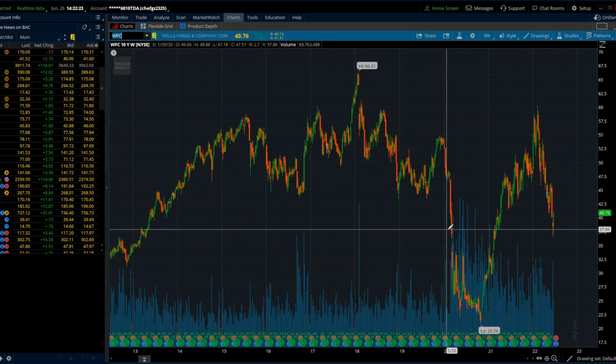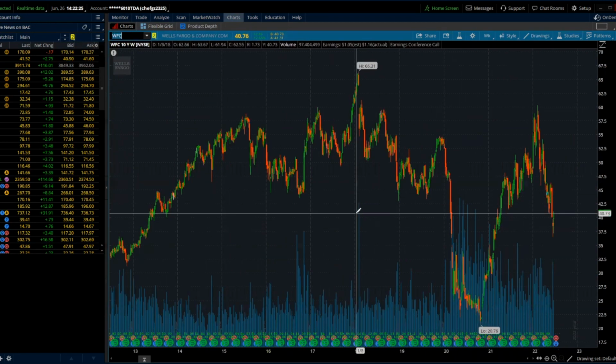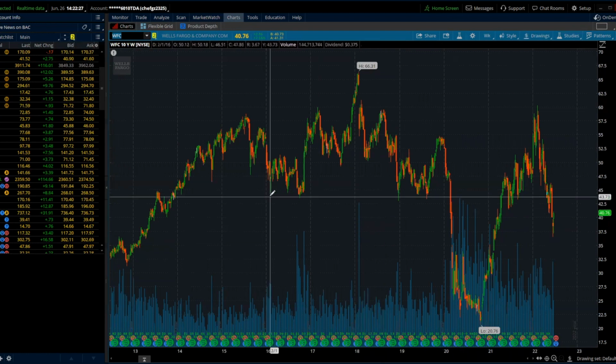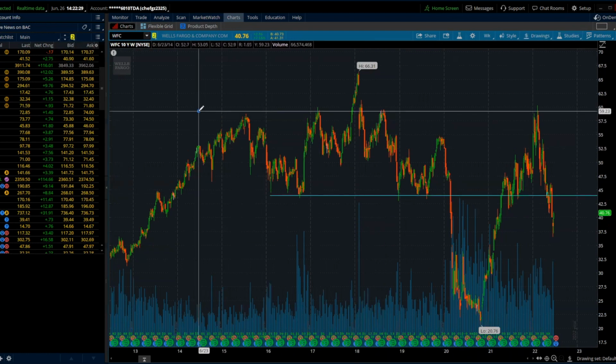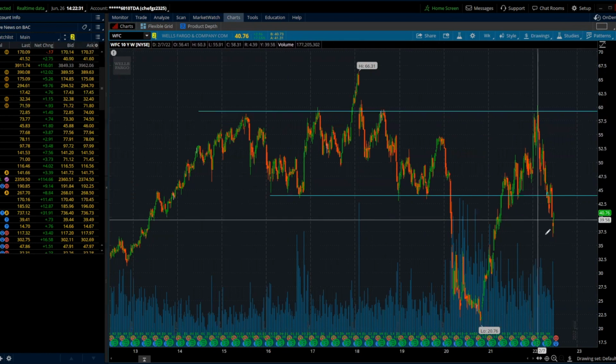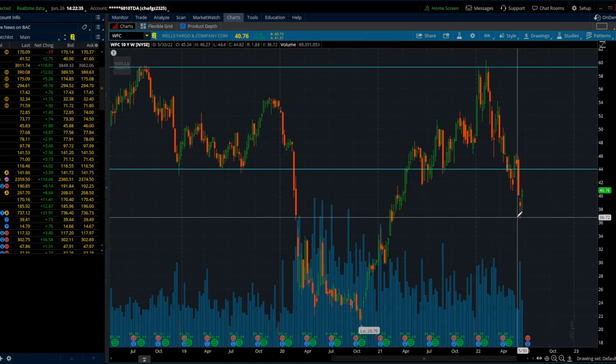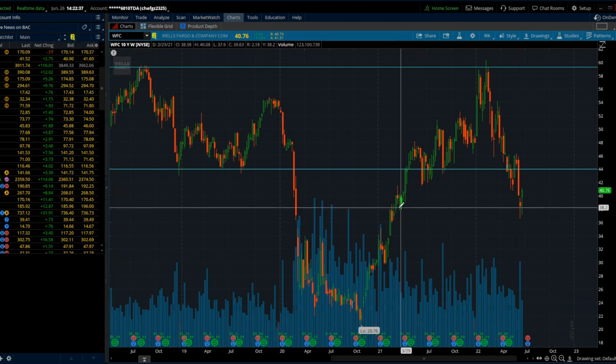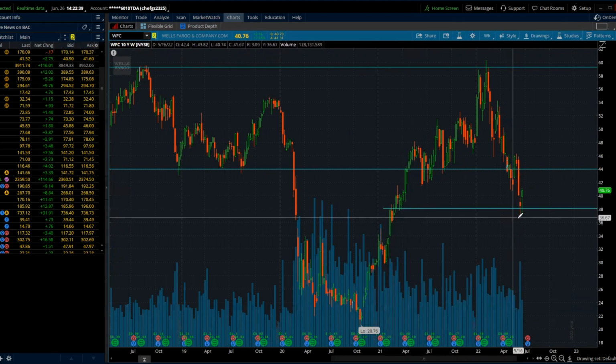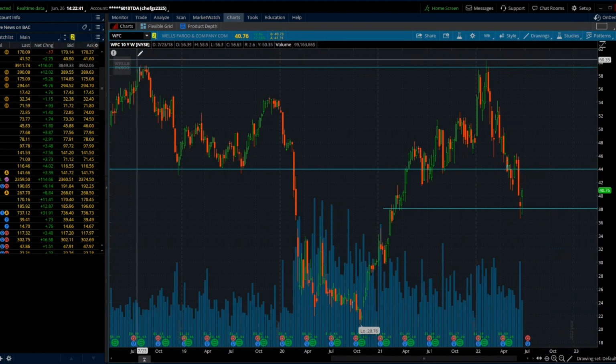WFC. WFC almost looks like it's in the middle of nowhere. The only reason why I don't like this is because it gave up a lot of this right here. It tried to push up, but then it just gave everything up down here. And on the bottom, it finally just bounced in the middle of nowhere, which kind of sucks. So I don't like this one at all. What I do like is BAC and C.